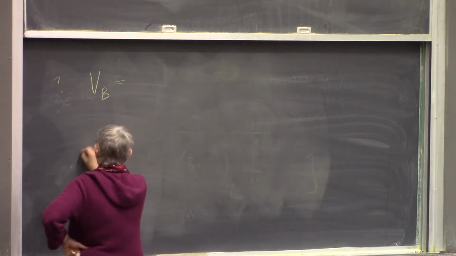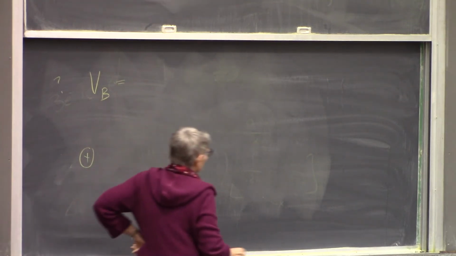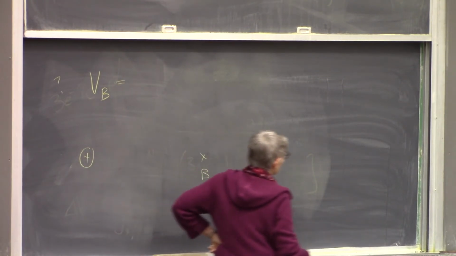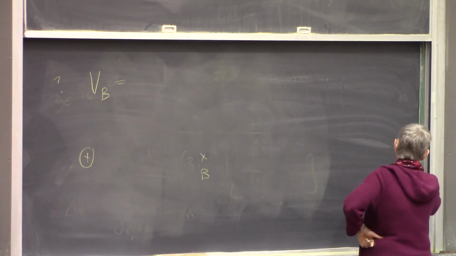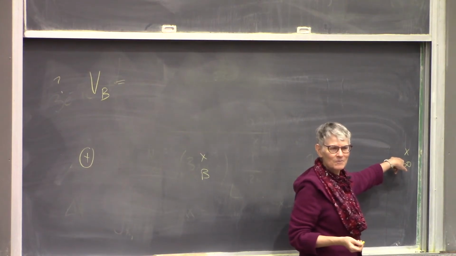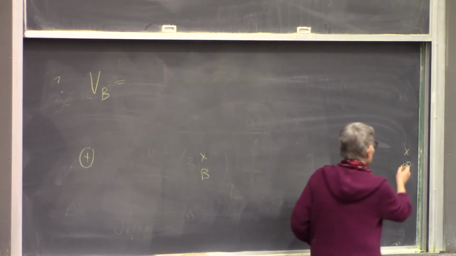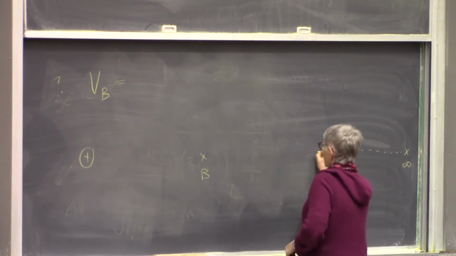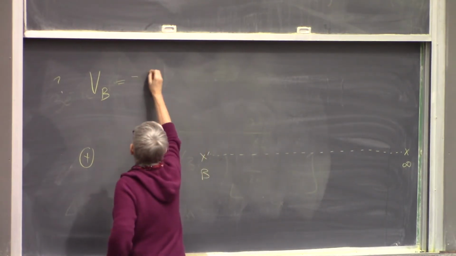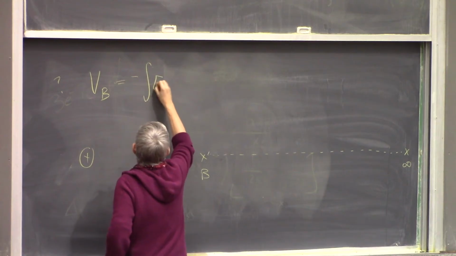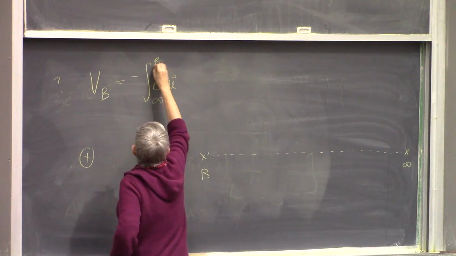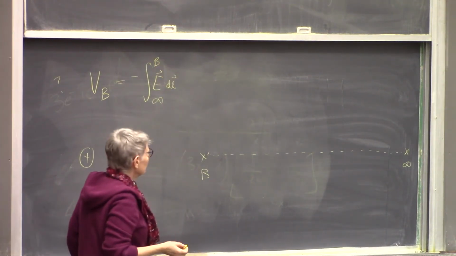So here's our point charge, and here's location B, and we want to find V sub B. So we start over here at infinity, and we march along this path, integrating E dot dl, E dot dl, E dot dl until we get to B. So it's minus the integral of E dot dl from infinity to B.